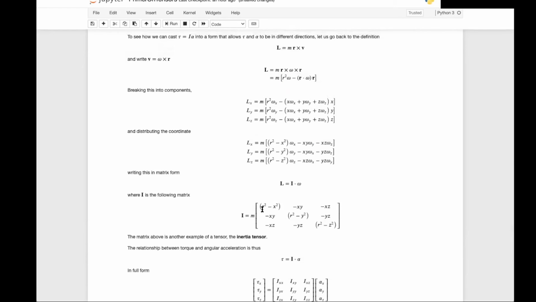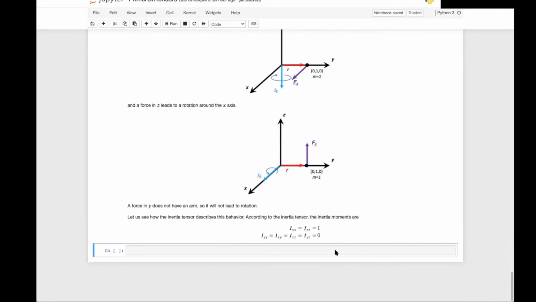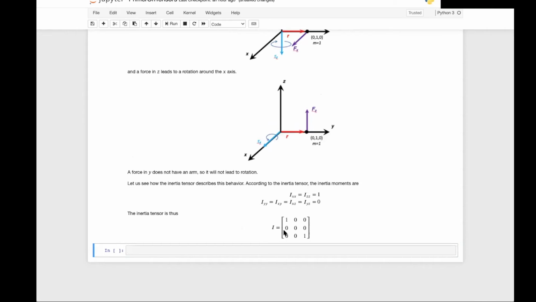According to the tensor, if you put here x equal to 0, y equal to 1, and z equals 0, these are the terms that you get. You can then write the inertial tensor. That's almost an identity matrix, except that the y component of the diagonal is 0.